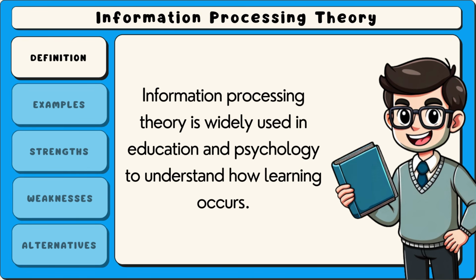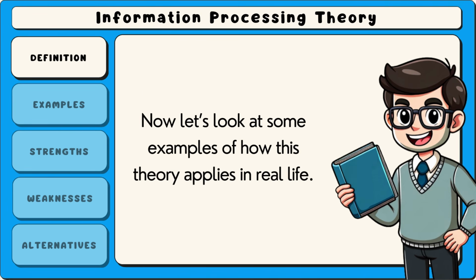Information processing theory is widely used in education and psychology to understand how learning occurs. Now let's look at some examples of how this theory applies in real life.